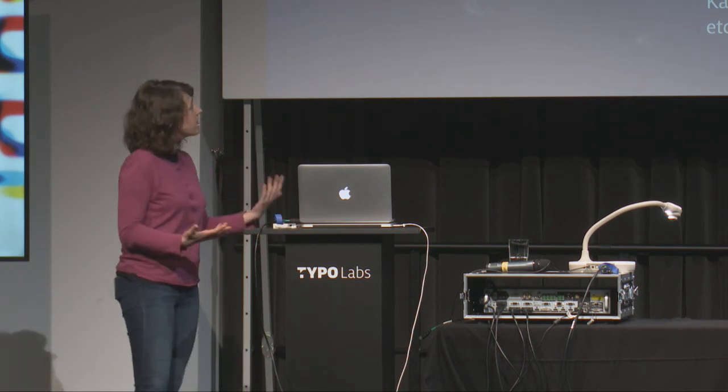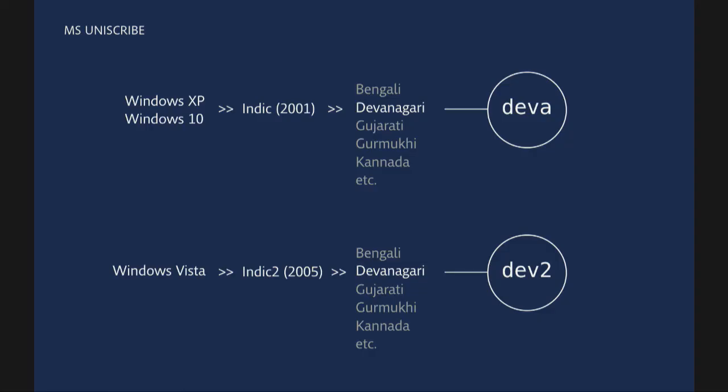And things are just evolving, like I said before with Linotype Devanagari, the evolution of the technology is very important. Before we had the deva tag, now we also have dev2, and things are getting better. You nevertheless have to be backward compatible, so now any typeface will support both deva and dev2.